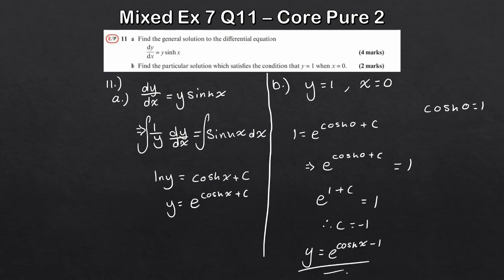So that brings us to the end of this video. I hope this has helped with first order differential equations. I'm going to do a follow-up video on second order differential equations, and I also want to do one on coupled differential equations as well.